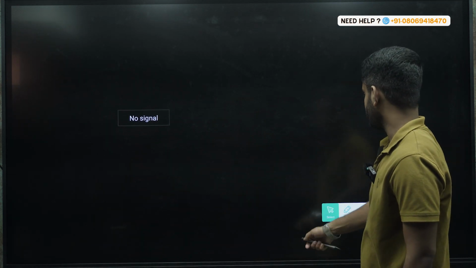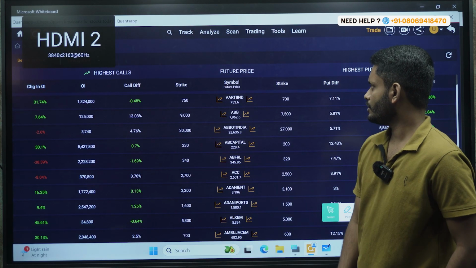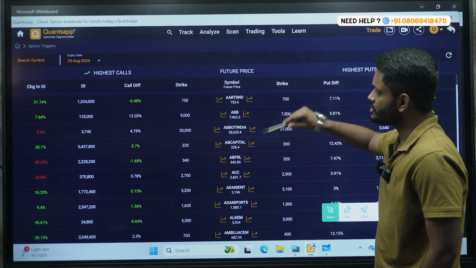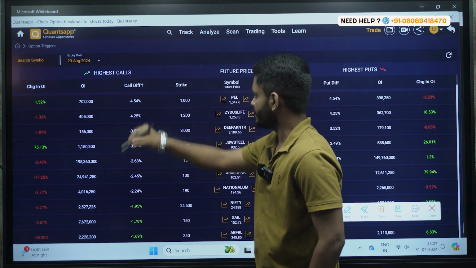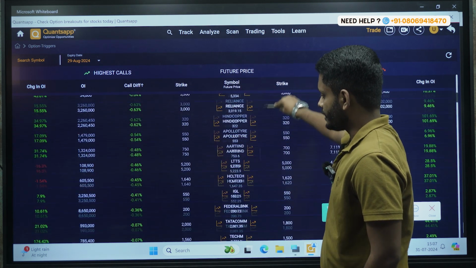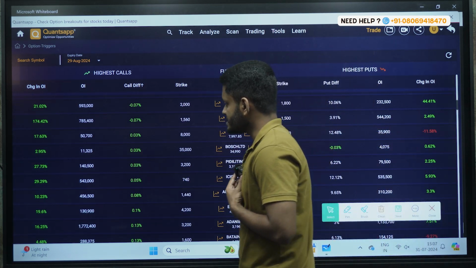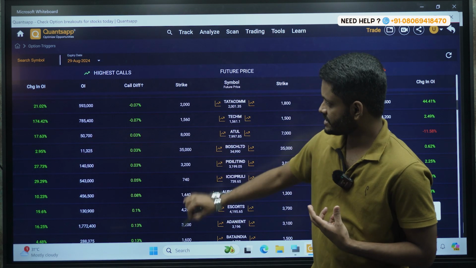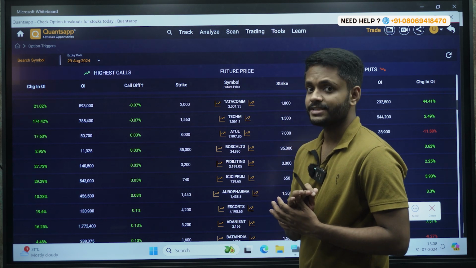Now let us check how to plan a trade. Okay, give me a second. So now, how can you plan a trade over here? As soon as you open triggers, what you are supposed to do is just click on this call difference and keep on scrolling. You are supposed to find those stocks where the call difference is between 0 to 1%. Now what does that mean? If the call difference is between 0 to 1%, the stock is very much close to its resistance level.